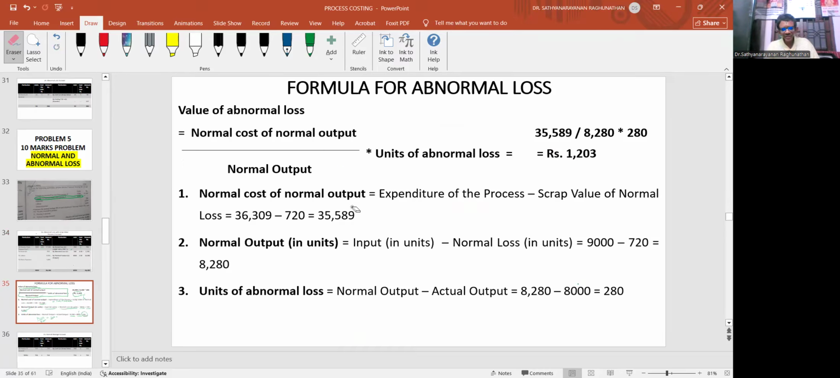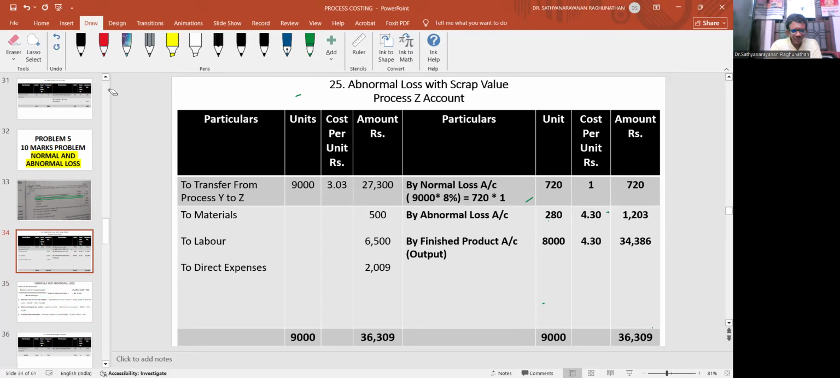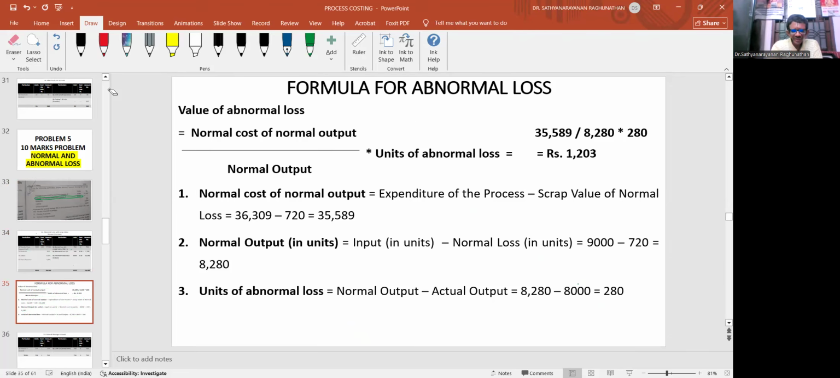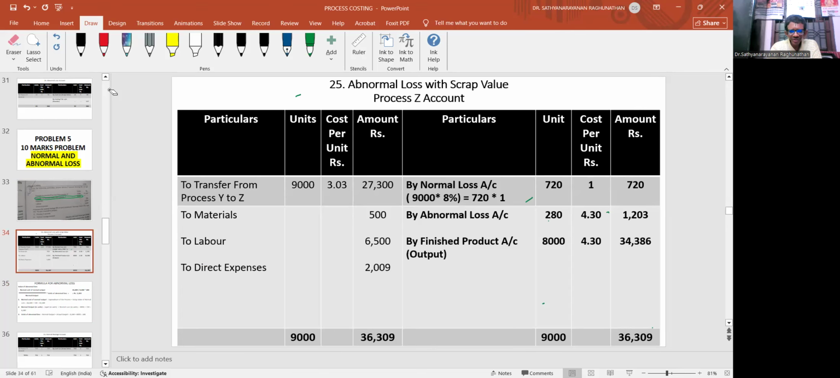It's very easy. First, whatever information they have given in the question, you have to fill it in. After that, you have to calculate the value of abnormal loss, and then calculate the normal cost of normal output in units, and units of abnormal loss. Accordingly, you put it here, and then you have to balance. The final balancing figure will be by the finished product account or the subsequent process account, but it cannot be construed as the balancing figure. So you are just arriving at the balance.